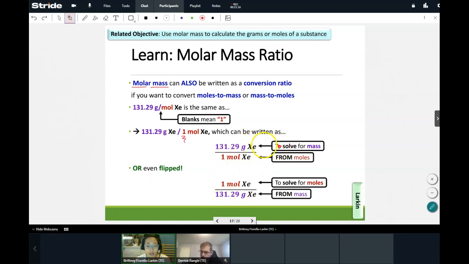Cool. So taking a look here, remember that we can also flip these depending on what we're solving for. So if I want to solve for mass, then grams goes on top. If I want to solve for moles, then moles goes on top. But as always, it's going to be easier to practice it. Let's go ahead and fill in number 4 really quick. Number 4 is the word ratio. 20 seconds. Raise your hands.